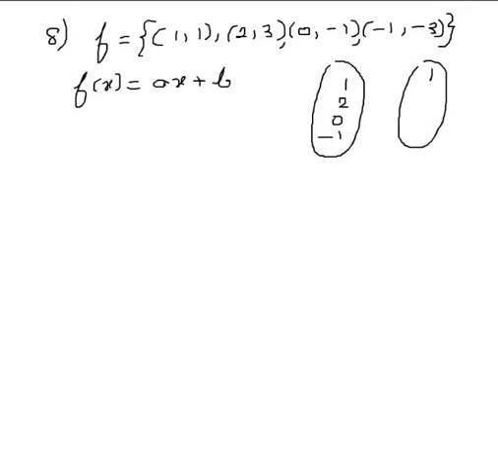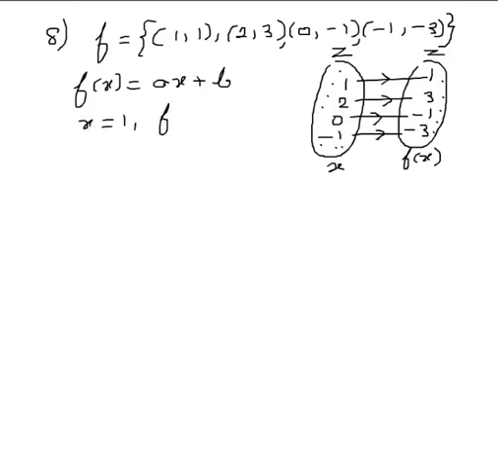These are the set of all first elements, set of all second elements I am writing. 1's image is 1, 2's image is 3, 0's image is minus 1, minus 1's image is minus 3. This is from Z to Z. We have other elements also here. These are the values of x and these are the values of f of x. So if x is 1, f of x is also 1, the first one.